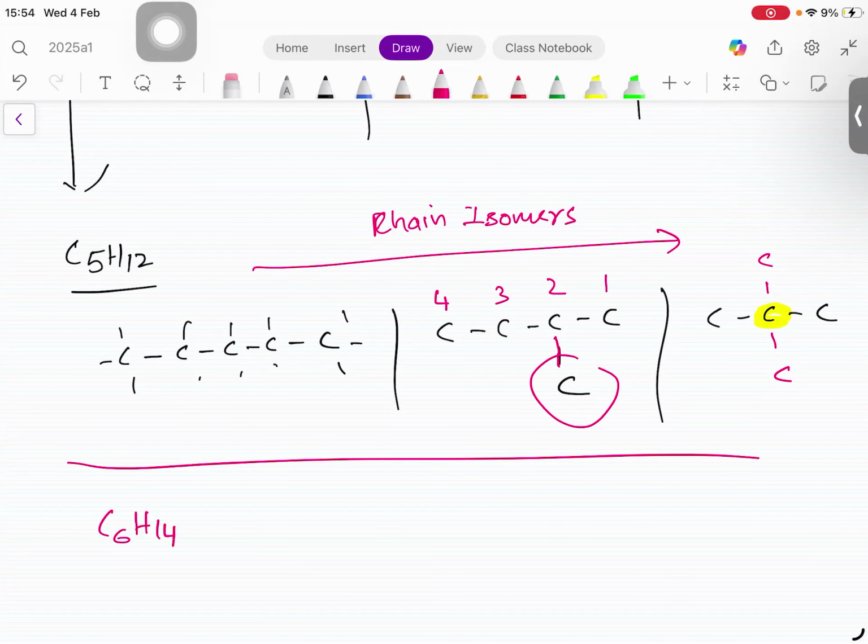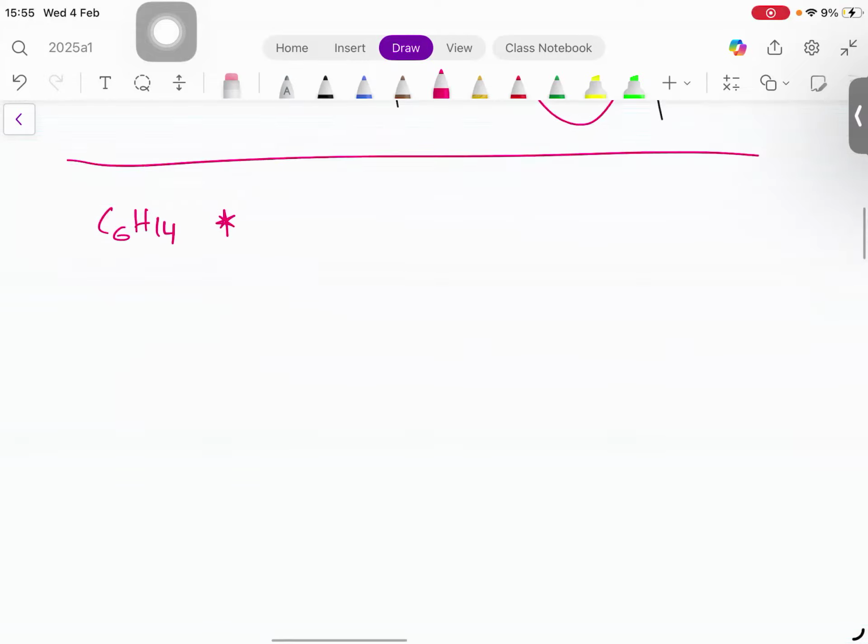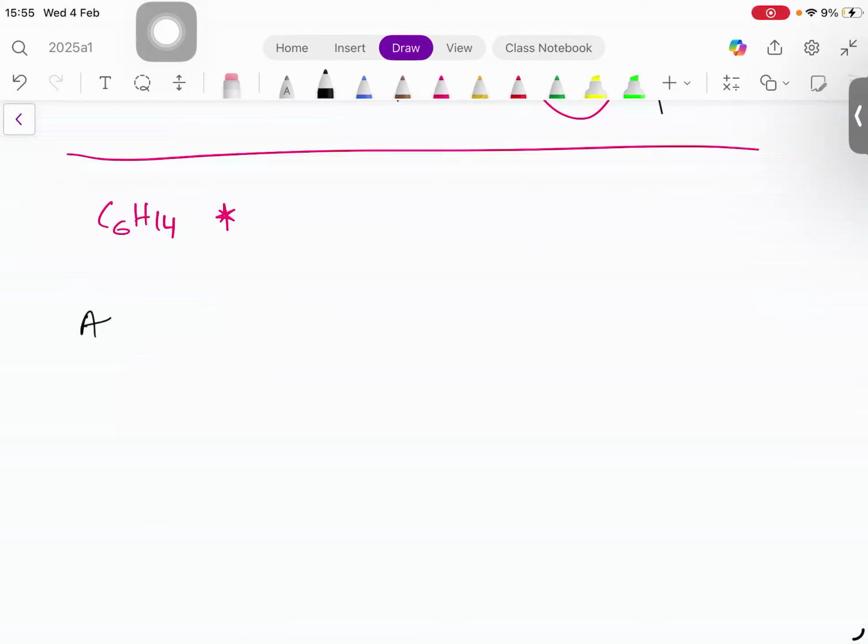C6H14, this is your homework. Please note it down. Draw all possible chain and position isomers for C6H14. Okay, now come to the alkenes.